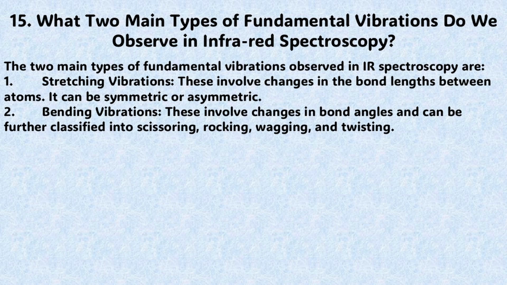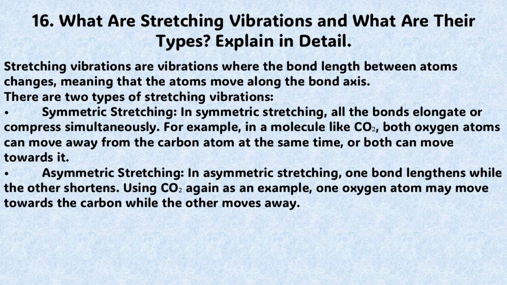What two main types of fundamental vibrations do we observe in infrared spectroscopy? The answer to this question is very simple. The two main types of fundamental vibrations observed in infrared spectroscopy are stretching vibrations. These involve changes in the bond lengths between atoms. It can be symmetric or asymmetric. Bending vibrations. These involve changes in bond angles and can be further classified into scissoring, rocking, wagging, and twisting. Now we will move to the 16th question.